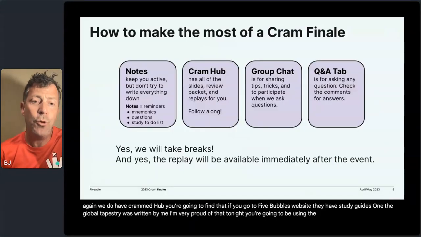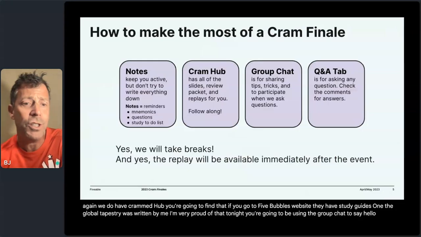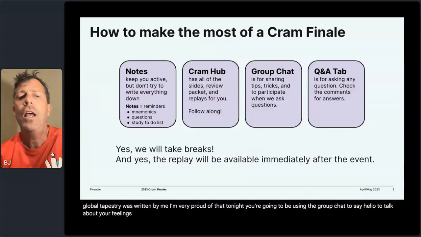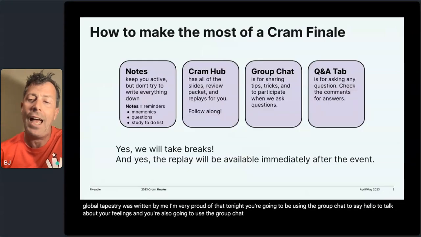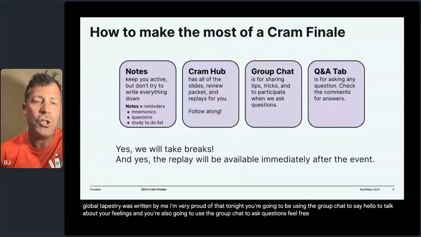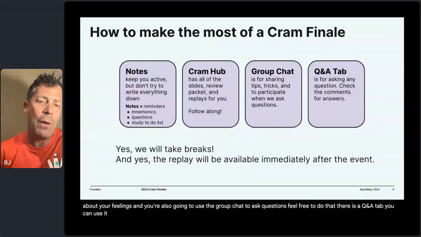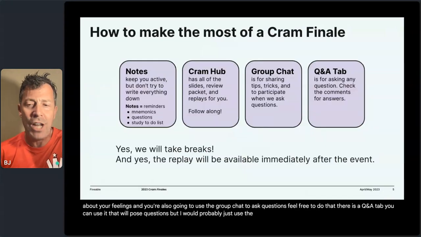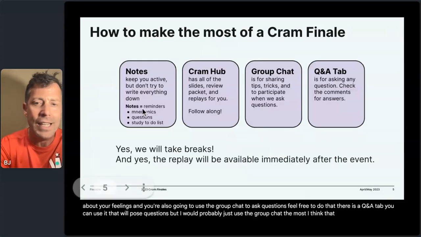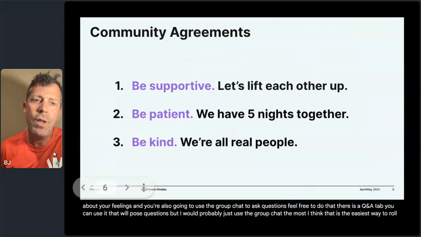Tonight, you're going to be using the group chat to say hello, to talk about your feelings, and you're also going to use the group chat to ask questions. Feel free to do that. There is a Q&A tab. You can use it. That will pose questions, but I would probably just use the group chat the most. I think that is the easiest way to roll.